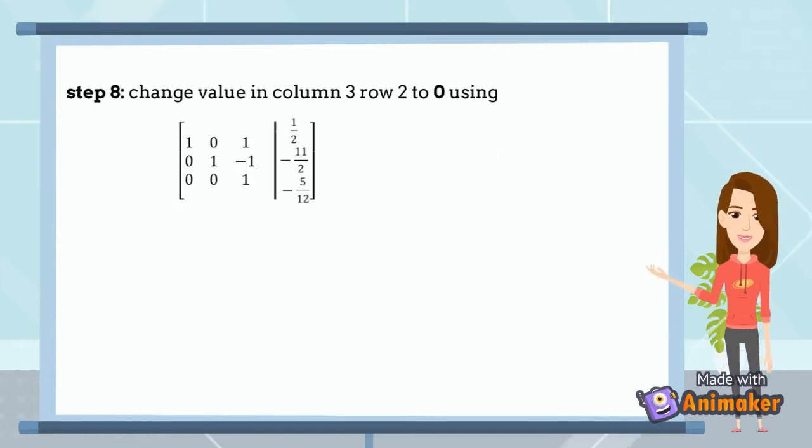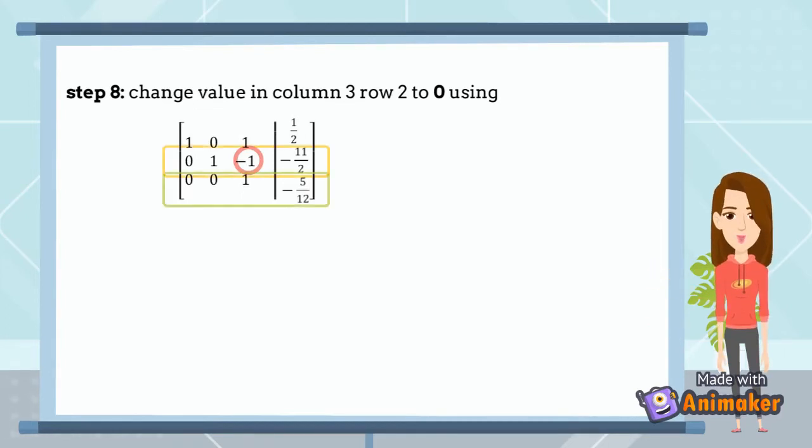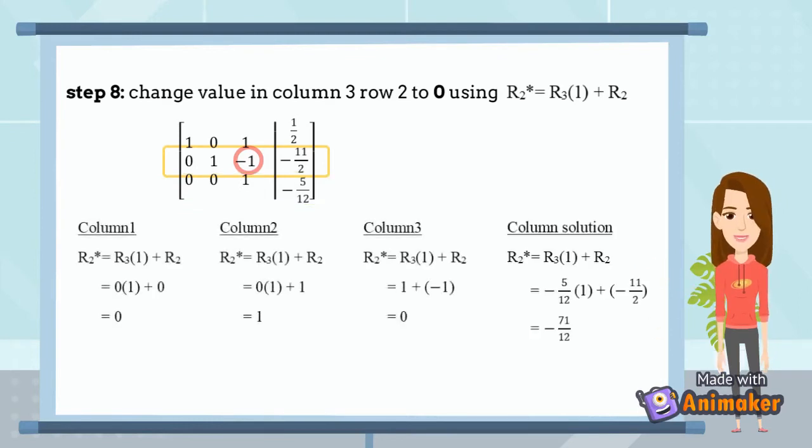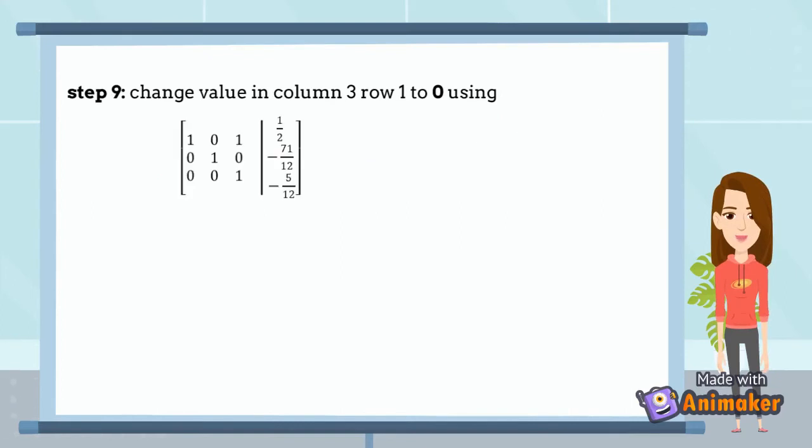Step 8. Change the value in column 3, row 2, to 0 by using the value in each column of row 2 and row 3, then substitute in R3 multiply 1 plus R2. Thus, the value for column 1 and 3 equals 0, column 2 equals 1, and -71/12 in the column for solution. Then, update the value in the matrix.